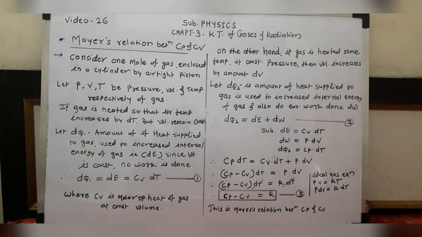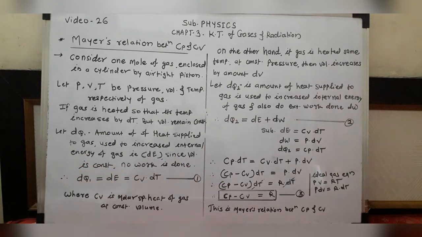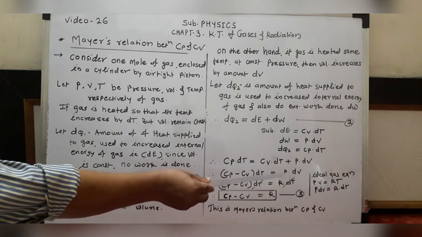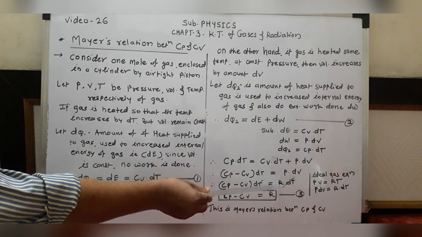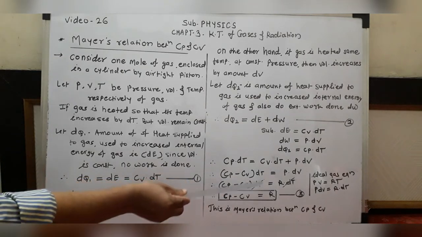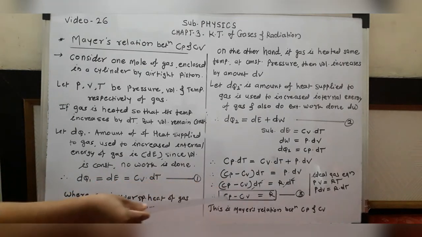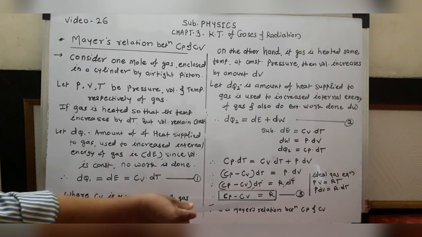Then according to the ideal gas equation, we know that PV is equal to RT, and therefore P dV is equal to R dT. Substituting this P dV as R dT according to the ideal gas equation, Cp minus Cv into dT is equal to R dT. dT is cancelled, and the remaining is Cp minus Cv is equal to R.